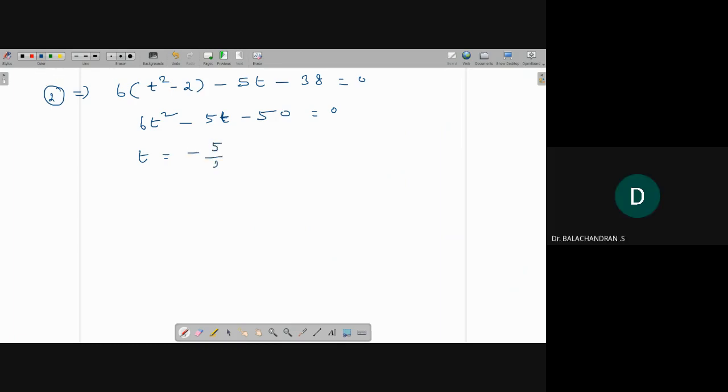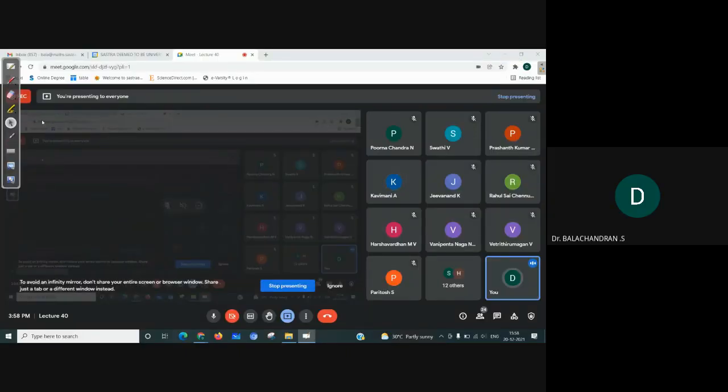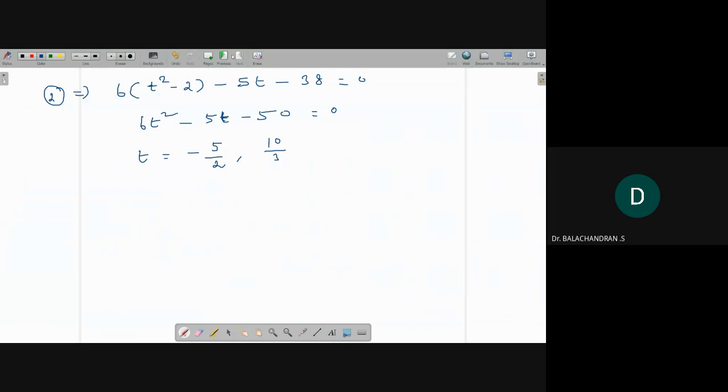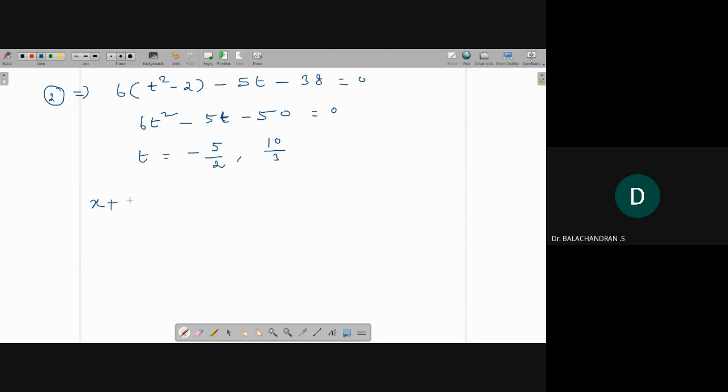minus 5 by 2, comma 10 by 3. Okay, Kavimani, yes? Yes, sir. Okay. So now what is the t? x plus 1 by x is equal to minus 5 by 2. And then similarly take x plus 1 by x is equal to 10 by 3.